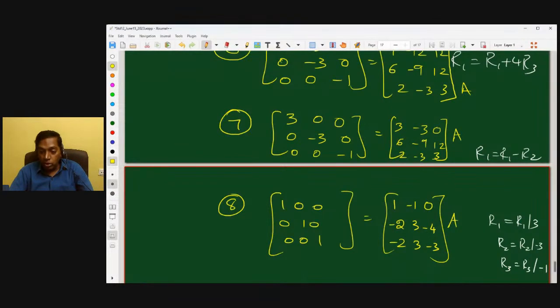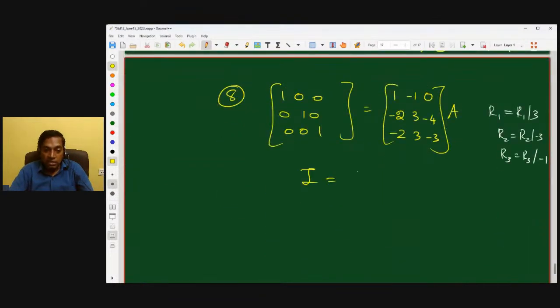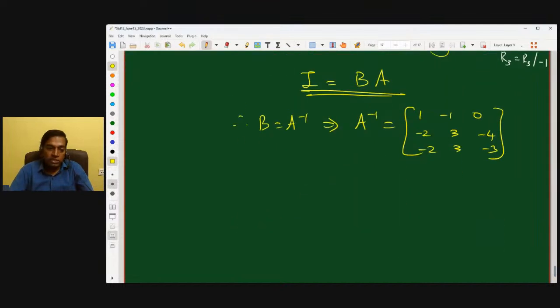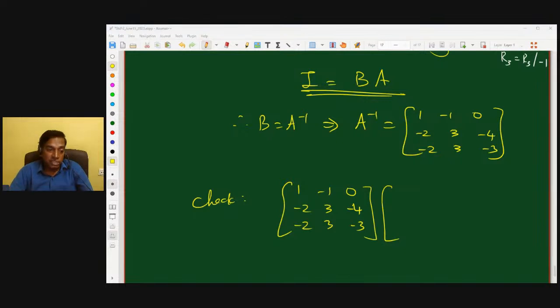And lo and behold, we have I is equal to BA, and therefore B is A inverse, which means A inverse is the last matrix that we found. And you can check that this matrix, of course, I have chosen it in such a way that you don't have ugly fractions because that will make it much worse.